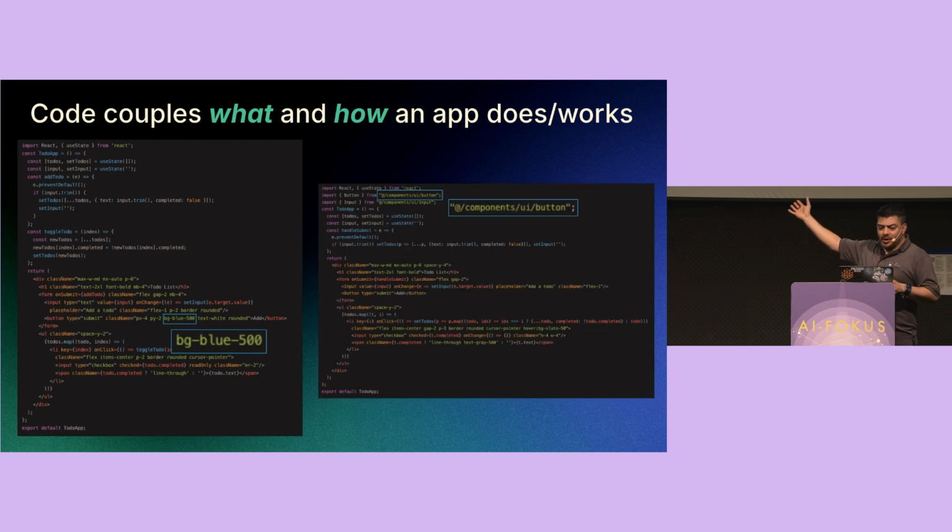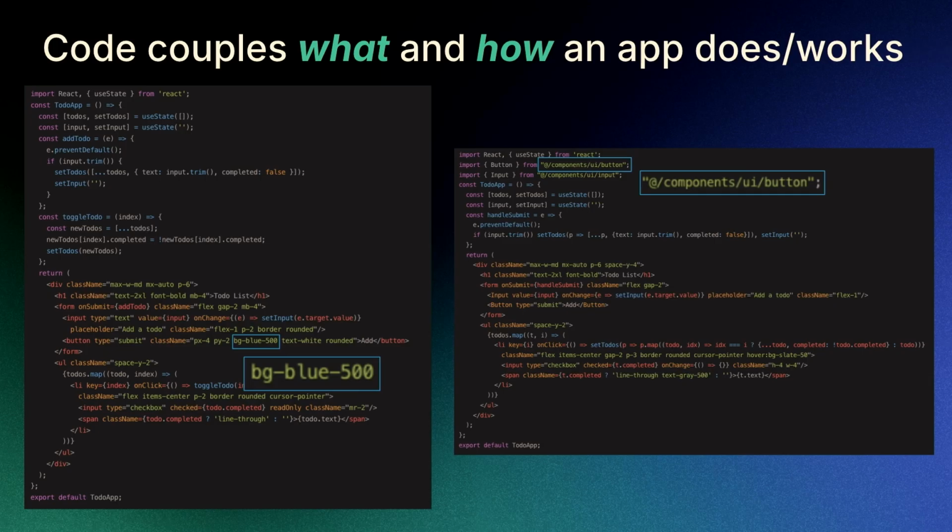Well, here's a couple of ways it could be done. You could code it into the button tag, or you could use a component here. The point is, there's no place where that's defined. And that's because today, the code couples the what and the how. It couples my intent and my implementation. That's really core. If I look at my code, I don't know whether that's designed like that.